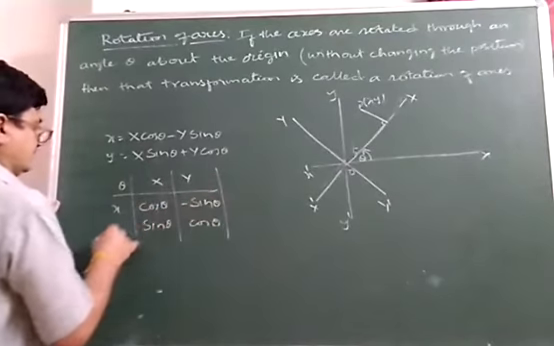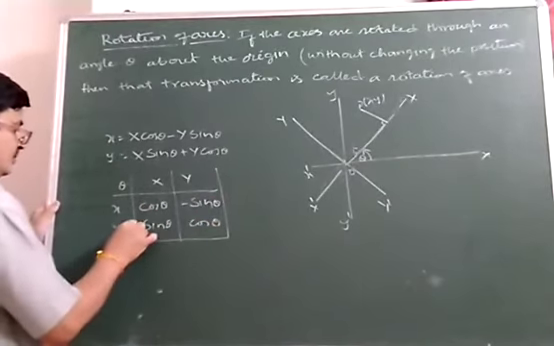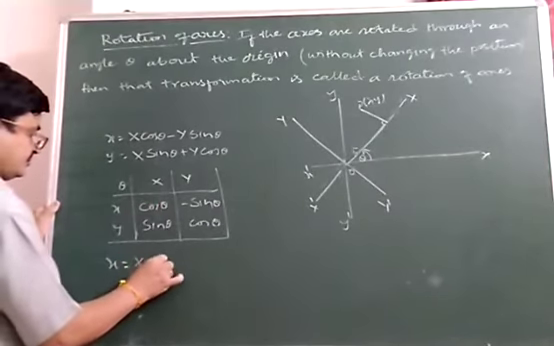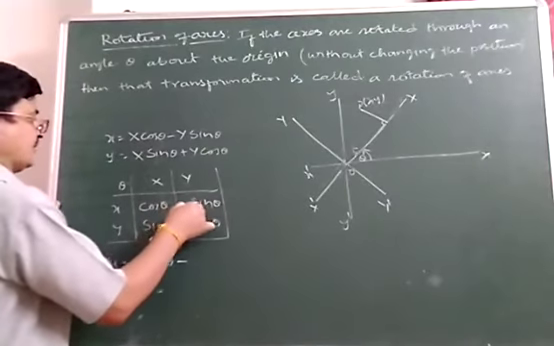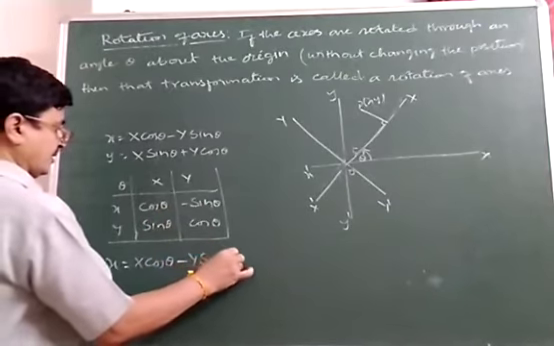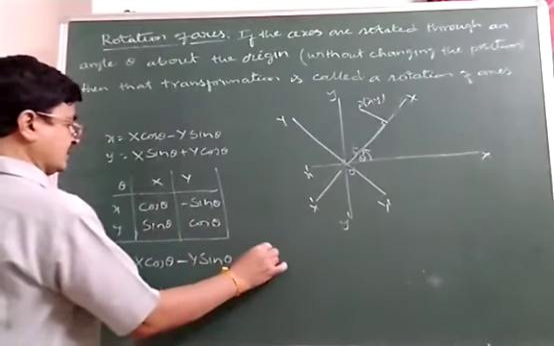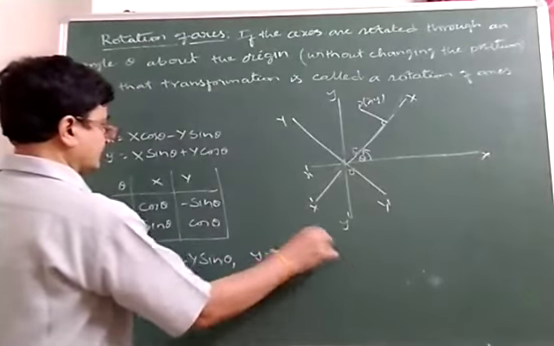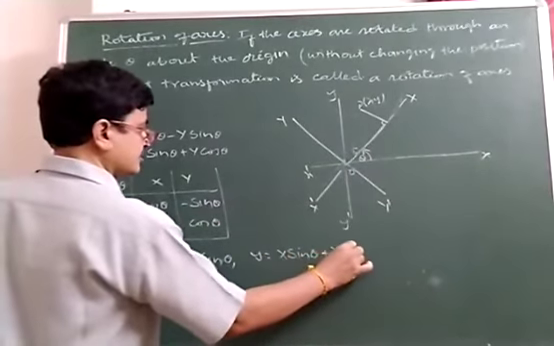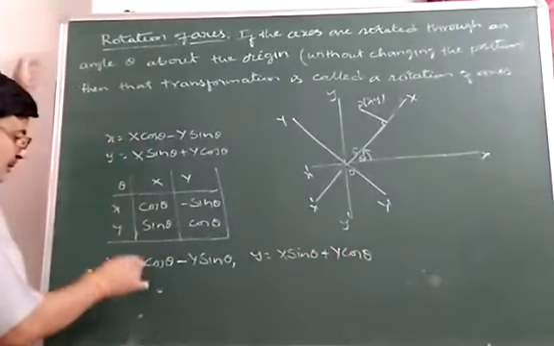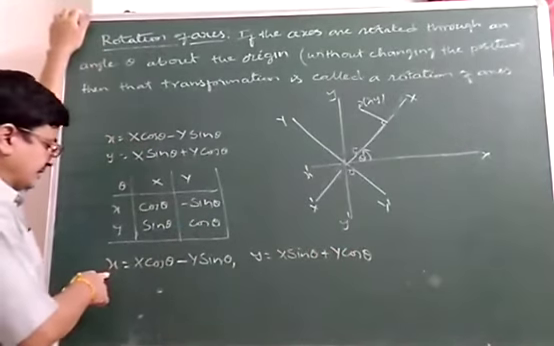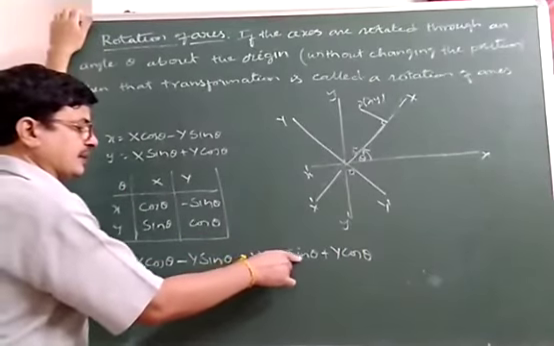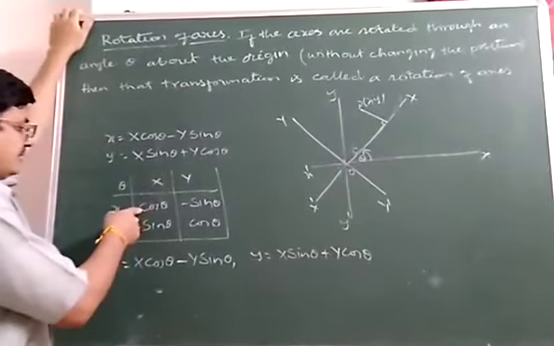Then we want to find small x, the transformed point. Small x can be written as capital X cos theta minus capital Y sin theta, and small y is equal to capital X sin theta plus capital Y cos theta. That is the transformed points. Small x changes to capital X cos theta minus capital Y sin theta, and small y changes to capital X sin theta plus capital Y cos theta.